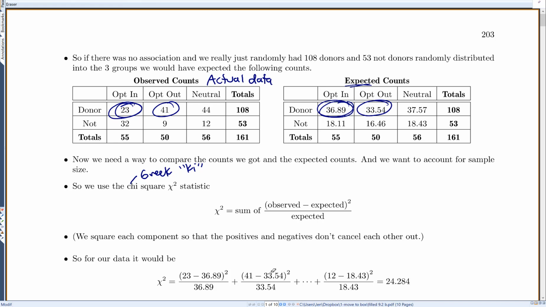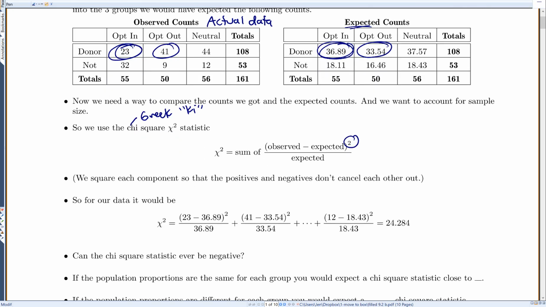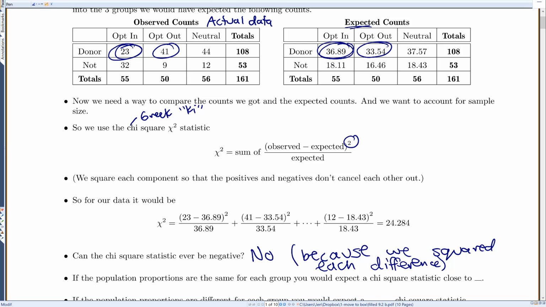You can tell this would take a long time to do by hand, so I'm not going to make you do it by hand at all. You don't have to understand this. What you truly have to understand is this concept: when we were comparing, we squared everything. That's important because if we square everything, can the chi-square statistic ever be negative? No, because we squared each piece. And so the fact that it can't be negative is going to be important later on. It can't be negative because we squared each difference up here.